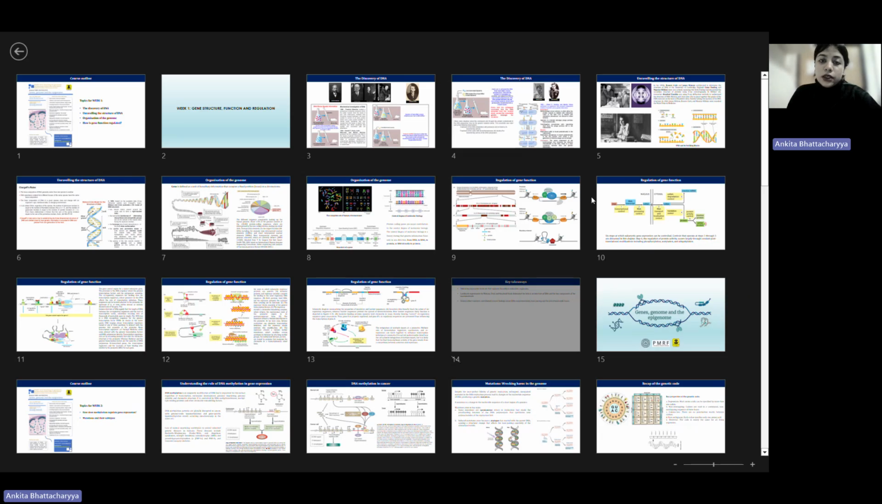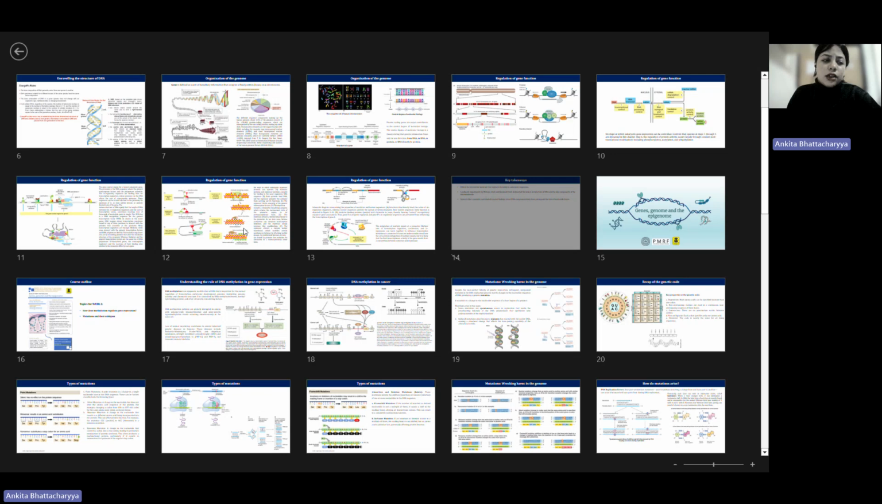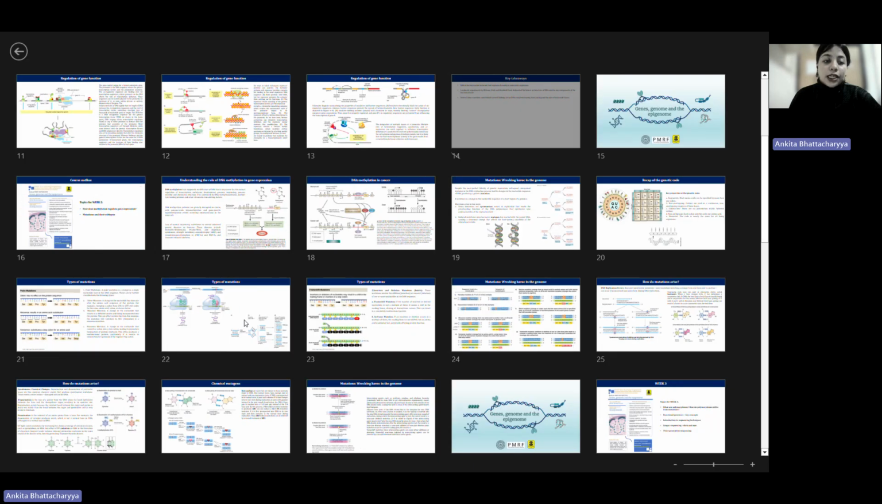We talked about regulation of gene function. We talked about regulation at an epigenomic level. However, we did not get into much detail about it because these topics will be covered later on. And then we moved on to understanding how DNA methylation has a role to play in context of gene expression. Let me just open up the slide. I think it'll make it easier.